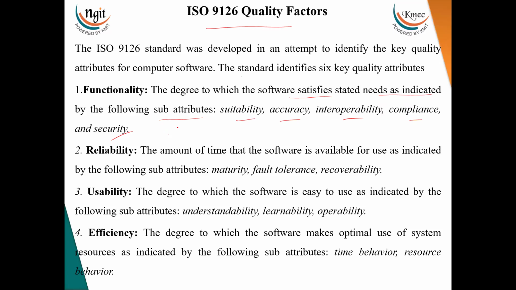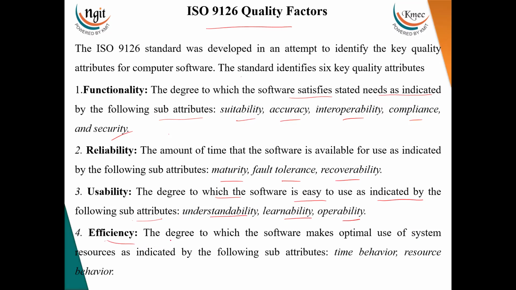The second one is reliability. The amount of time the software is available for use as indicated by sub attributes like maturity, fault tolerance, and recoverability. So reliability always speaks to how long it stays functional without any disturbance, that is, without crashing, let us say. Then usability, the degree to which the software is easy to use as indicated by understandability, learnability, and operability. That is how easily the users can understand and operate it.